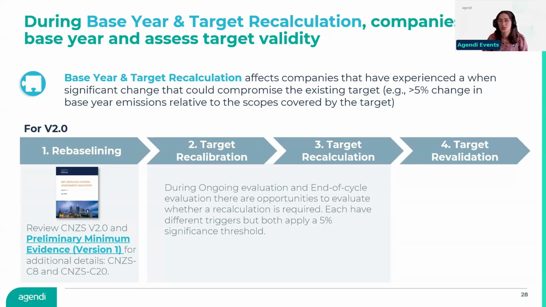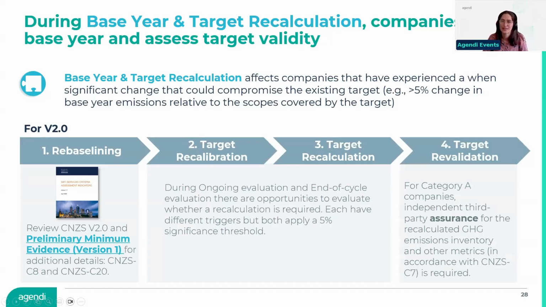There are separate triggers that are considered at the end of the cycle. So Kyra mentioned there's this end of cycle assessment period at the end of the 5 years. And at this time is when triggers like changes in methodologies used, changes in data quality or data quality improvements, or even data or calculation errors would be considered only at the end of that end of cycle assessment. So similar triggers, potentially different timing.